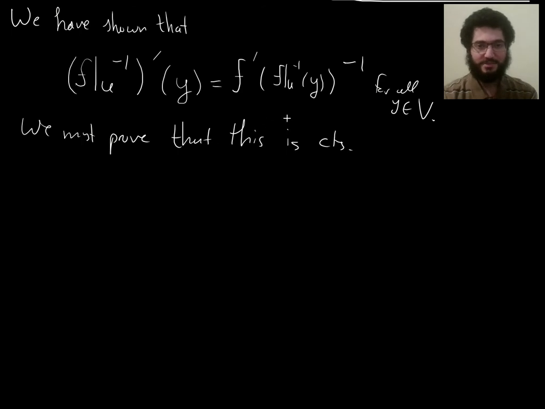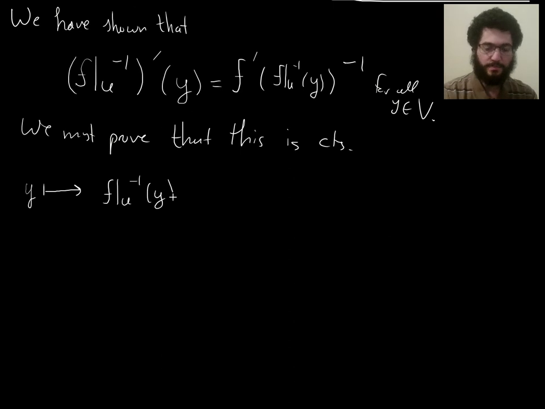And we have to prove that this is continuous, that this function of y is a continuous function of y. All right, so this is made out of a whole bunch of ingredients, right? So it would help to describe what is happening to y step by step. It's a composition of a bunch of functions. So let's start with y. Okay, starting from y, where does y go? So the first thing that happens to y is we apply the inverse of f restricted to U. So it goes to f restricted to U inverse of y.